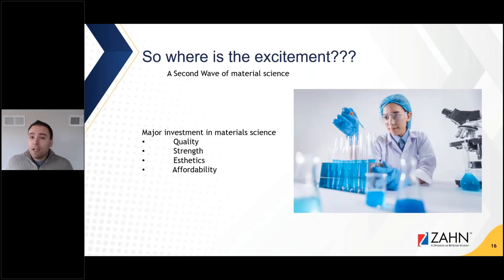And so where's the excitement in the field? There's two things. One is what we're currently using in terms of materials, and the other is what's being developed and currently coming to the market. But before I mention that, there's been a lot of investment in these different material companies and dental companies in the quality, strength, aesthetics, and affordability of denture material, especially the printed material. So everything's leaning towards printing.